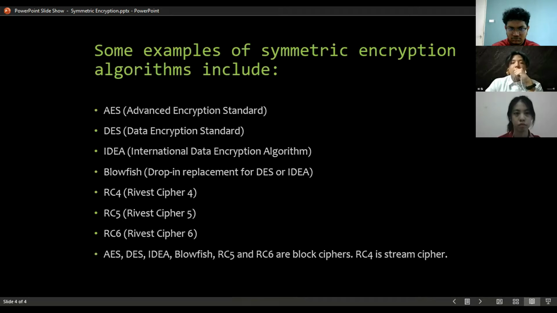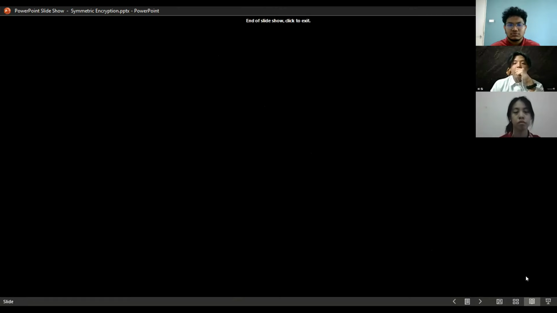Some examples of symmetric encryption algorithms include AES, Advanced Encryption Standard, DES, Data Encryption Standard, IDEA, International Data Encryption Algorithm, Blowfish, a drop-in replacement for DES or IDEA, RC4, Rivest Cipher 4, RC5, and RC6. AES, DES, IDEA, Blowfish, RC5, and RC6 are block ciphers, and only RC4 is a stream cipher. Okay, that's all. Thank you very much.